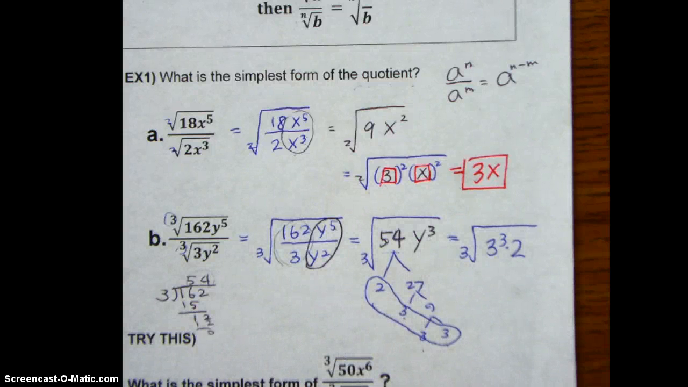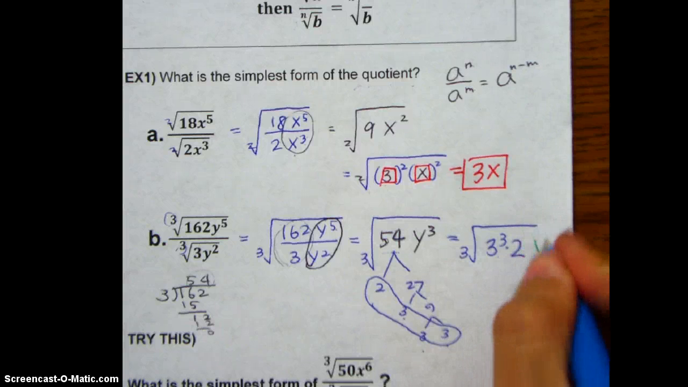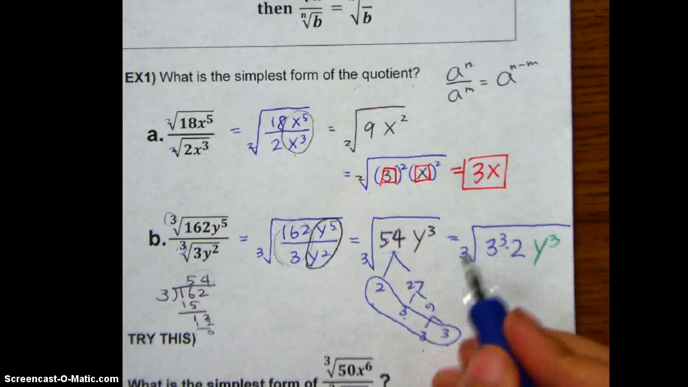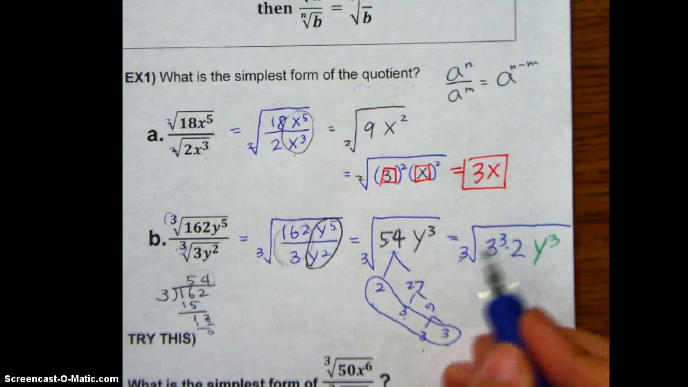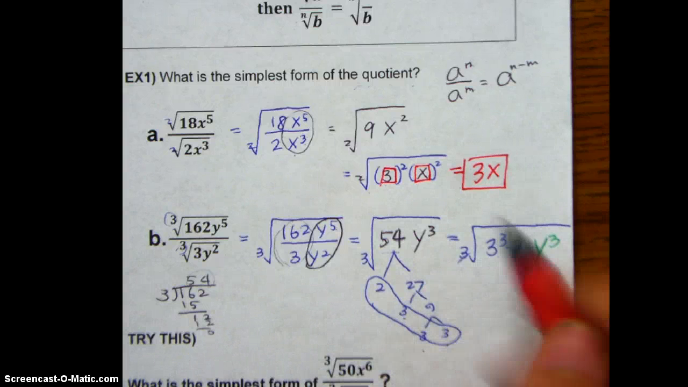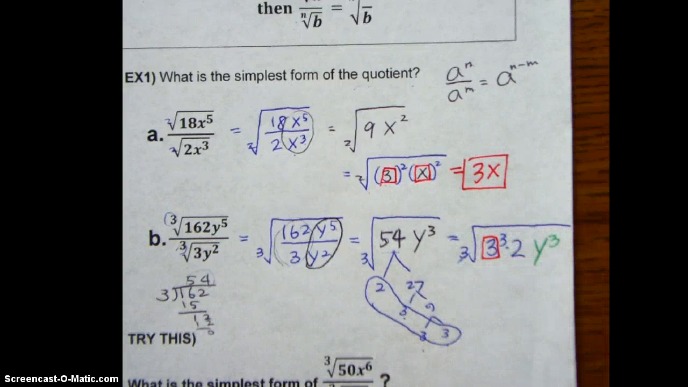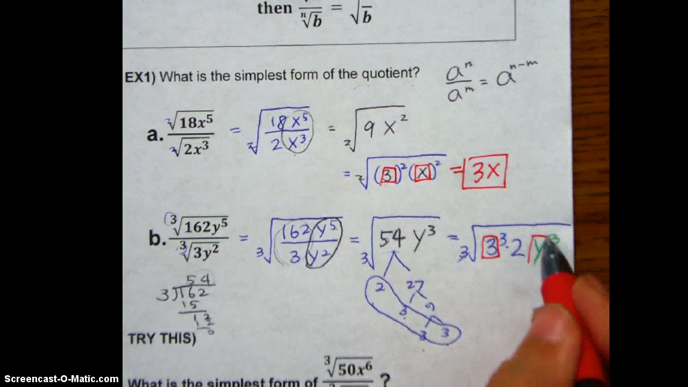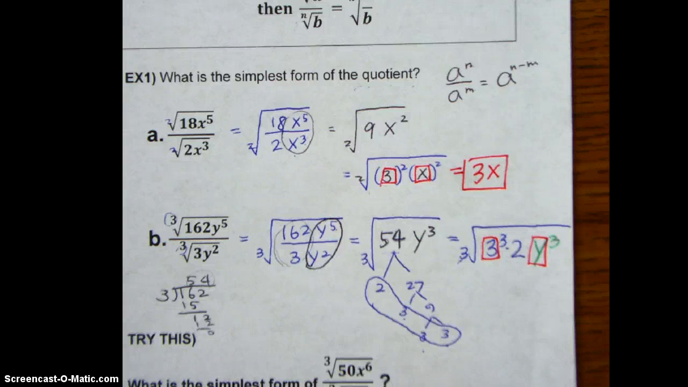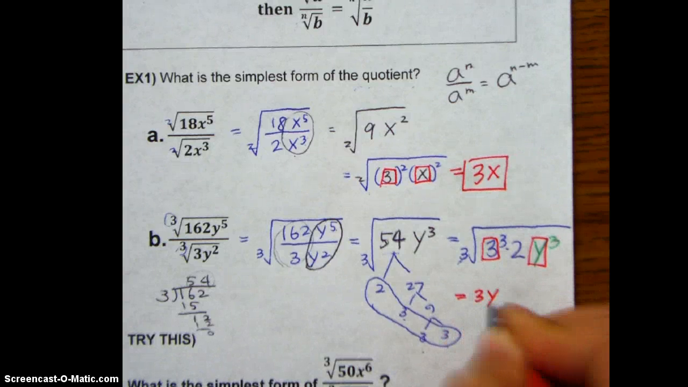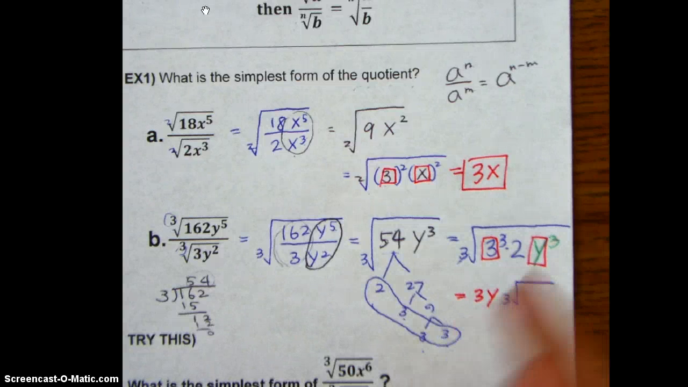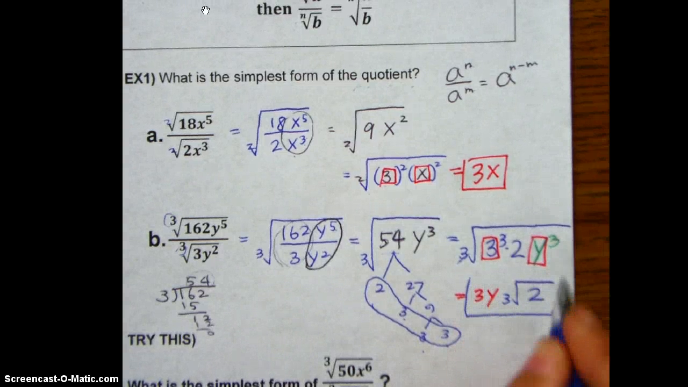We also have this y to the 3rd power. Because our index is 3 and this exponent is 3, they cancel, and this number 3 can come out. Also, this 3 and that 3 cancel out, so the letter y will come outside of the radical. So we'll have 3y outside, and then we still have the cube root. What's remaining inside is just 2. So this will be the final answer.